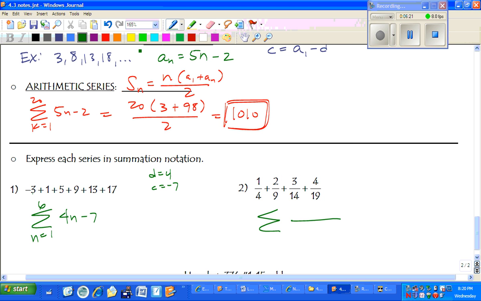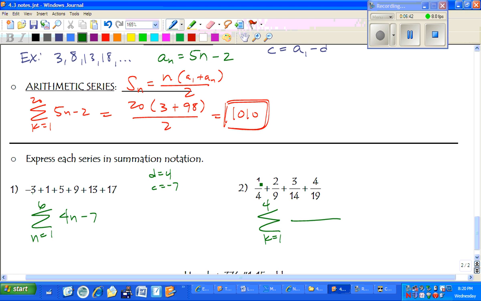Let's take a look. For this one, over here we can do from n or k, whatever. Let's do k this time. K equals 1 to k equals 4. I'm sorry, we don't have to put the k equals. Just k equals 1 to 4. Now, we know that because there are 4 terms.